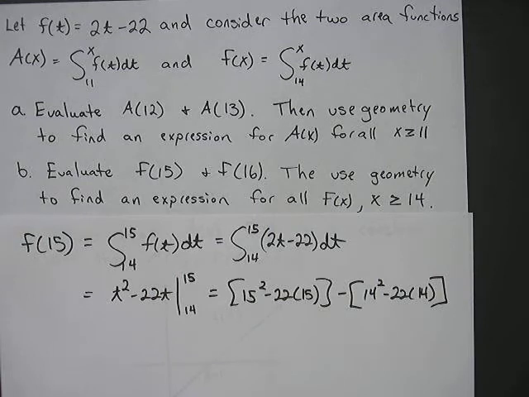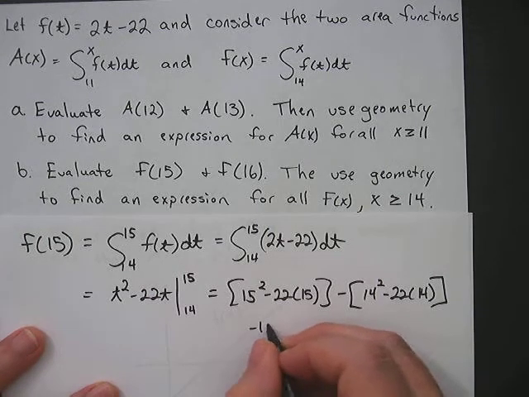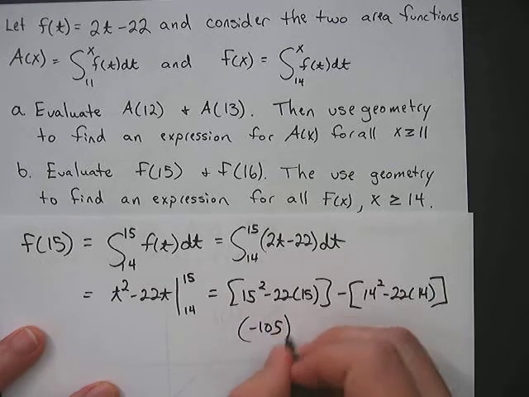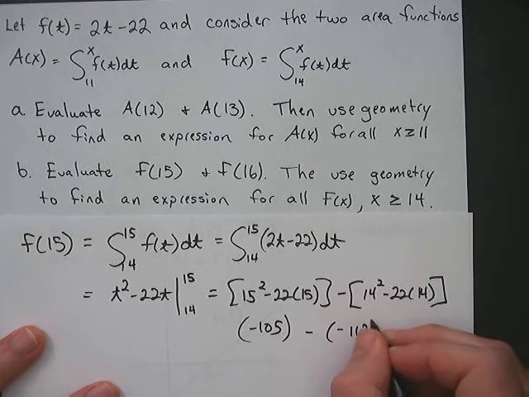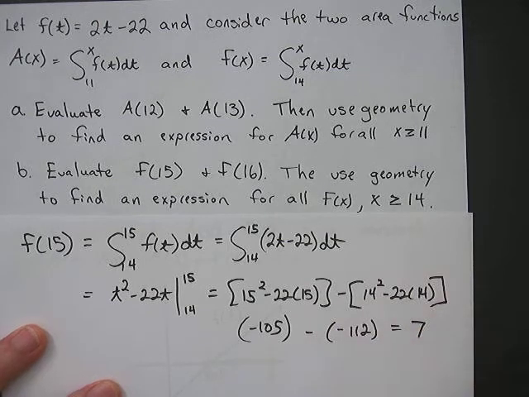If you plug that in and work it all out, you're going to get negative 105 minus negative 112, which is 7. Again, you could figure that out using geometry. The difference is that it would be a trapezoid, which we'll talk about in a second because we're going to have to use that. It is a little more difficult to find the area of a trapezoid than a triangle, but not much once you know the formula.